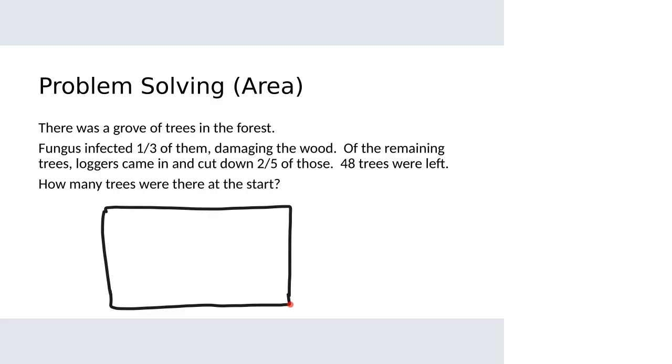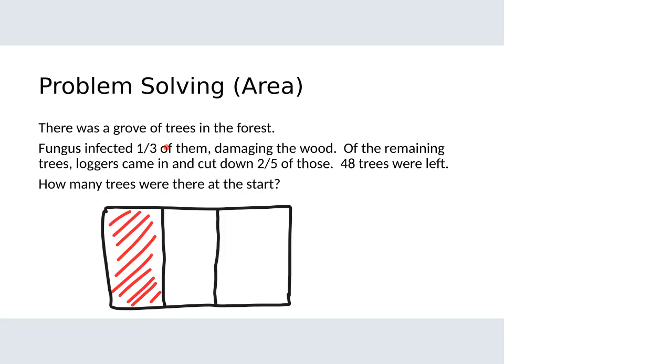Fungus infected 1/3 of them, damaging the wood. So I want to identify 1/3 of these, so I'm going to cut it into thirds. What I know at this point is fungus damaged those. So I'm using the area model to show this 1/3 as a part of my problem solving process. Earlier today, we just said, what would 1/3 look like if we use the area model? Now we're going to do that, but use it as part of a problem solving process.